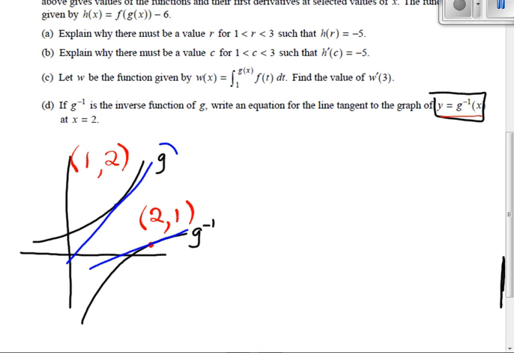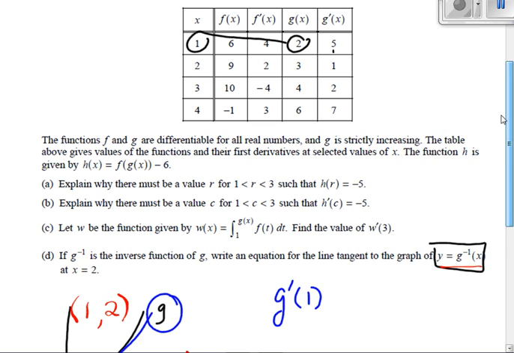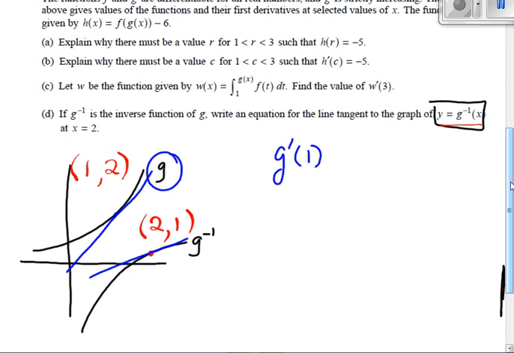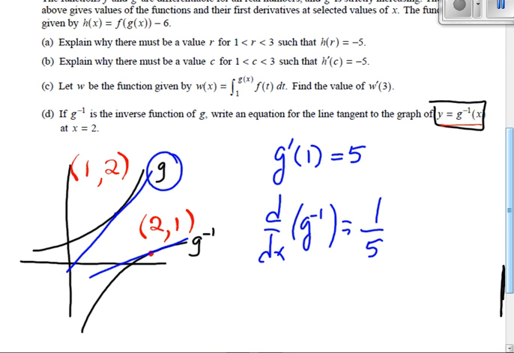These guys are reciprocals. So can I find the derivative of the G graph? So I want to find the derivative of G at what value? Not 2. At 1. So what's G prime of 1 if I go back to my table? That's 5. So then the derivative of G inverse is going to be the reciprocal. So it's 1/5. So if you can remember it that way, it's great. I actually prove it every time because I never remember it. And that's great if you know that.